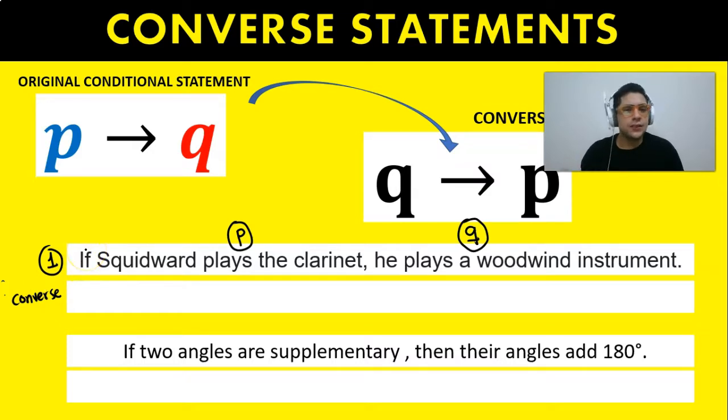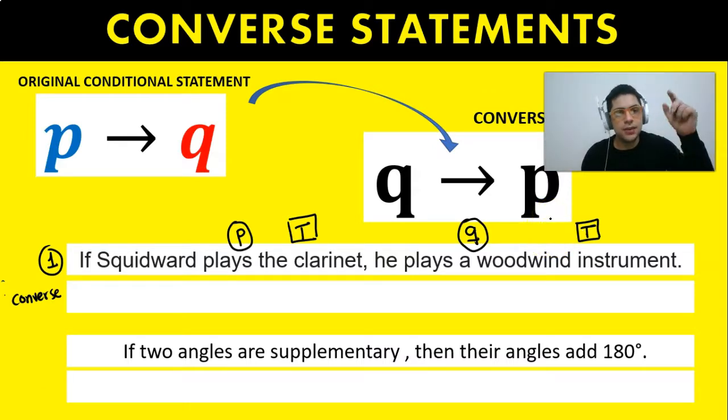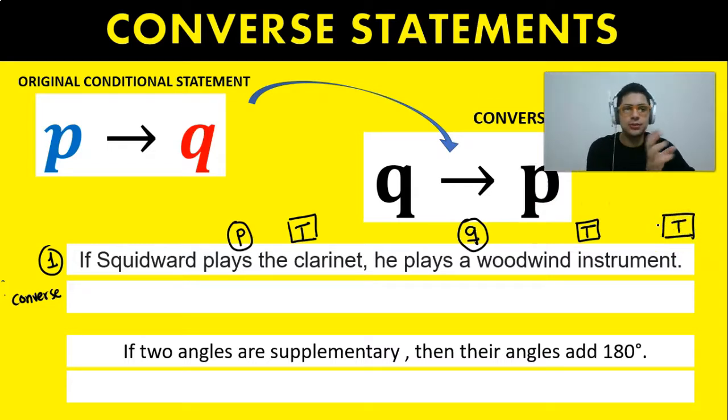Now, just for fun, let's try evaluating the first one. If he plays a clarinet, we're going to assume that one is true, then he plays a woodwind instrument. We know that the clarinet is in fact a woodwind instrument, so that is true. And because we have true and true, you have to remember from the truth table, which I will be linking in the description, that the conditional is overall true. True, true gives us true.